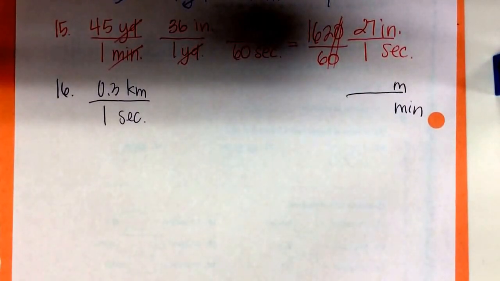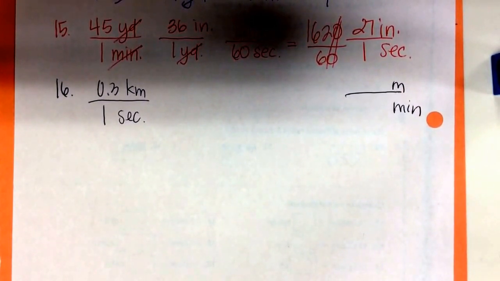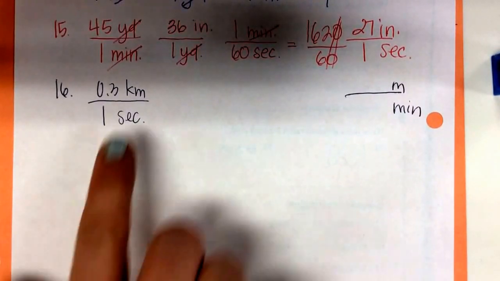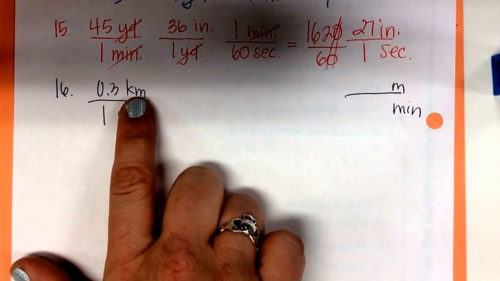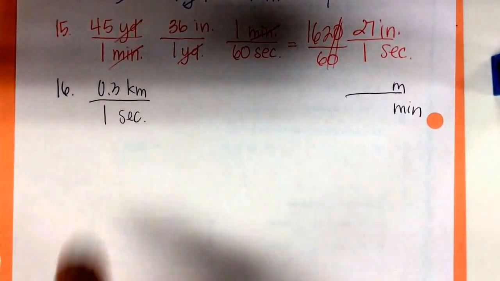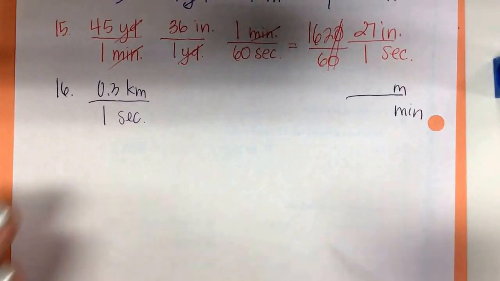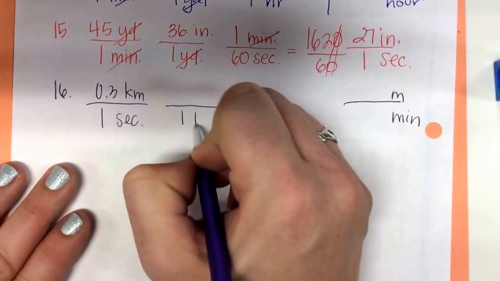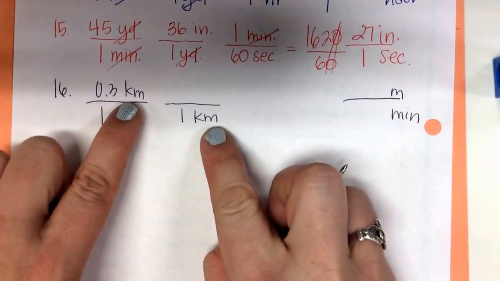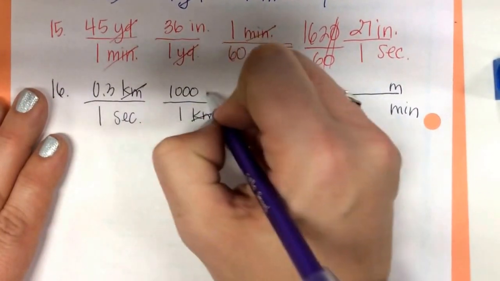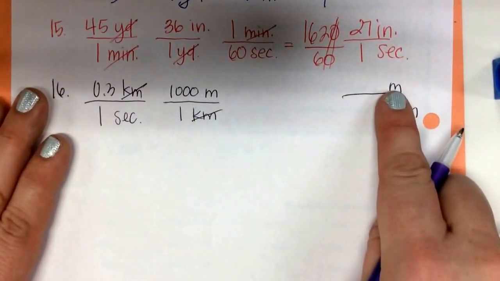Number 16: 3/10 kilometers per second. I want to change that into meters per minute. What do you know about kilometers? There's 1,000 meters in 1 kilometer. So kilometers go opposite. And 1,000 meters, so I'm good to go.